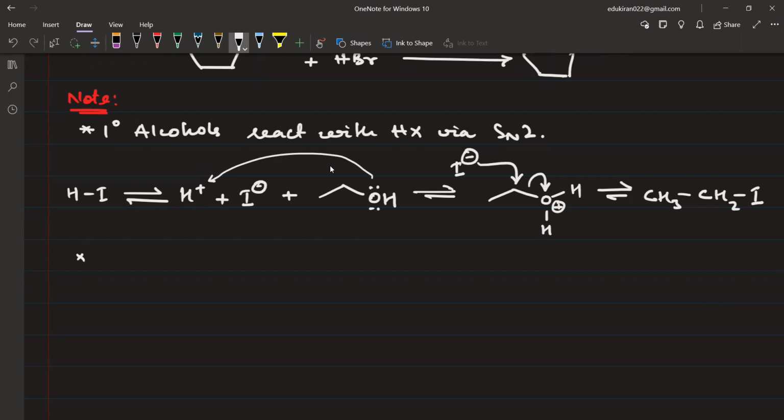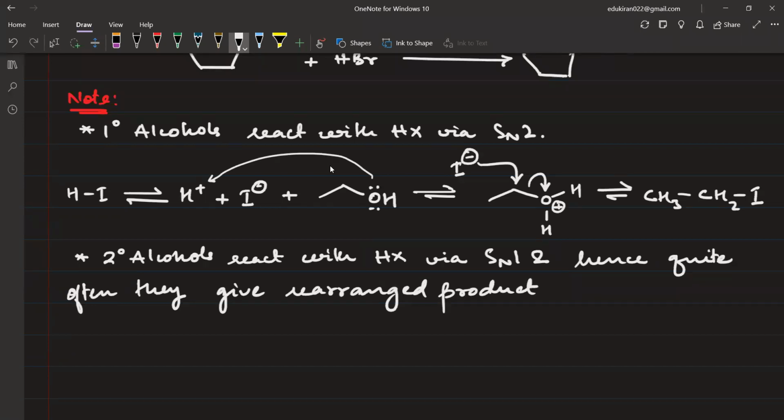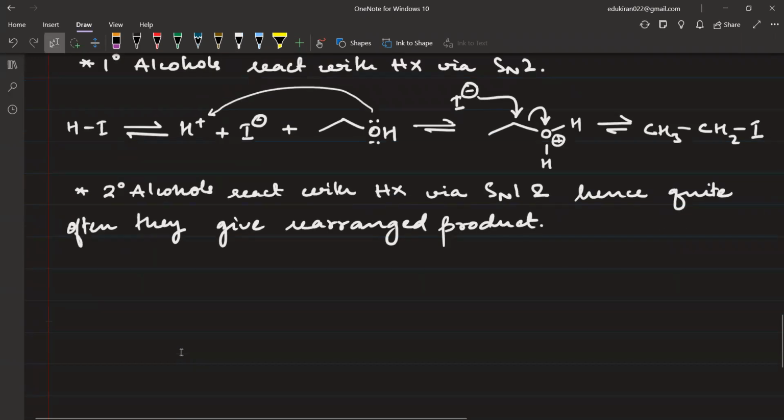The next point you will write is 2 degree alcohols react with HX via SN1, and hence quite often they give rearranged product. So there is also one question in your NCERT.